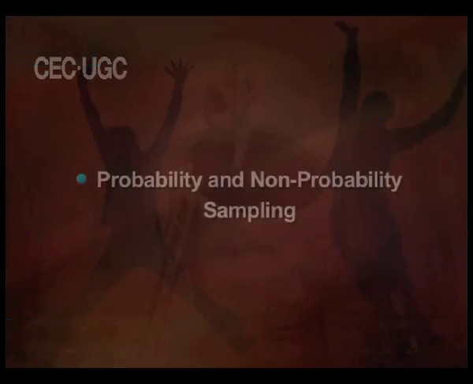The approaches to sampling are mainly of two types, and they are probability and non-probability sampling. Probability sampling utilizes some form of random selection. That is, every individual in the population has an equal chance of being chosen as a participant, whereas non-probability sampling does not involve random selection. Both probability and non-probability sampling can be applied through a variety of techniques.